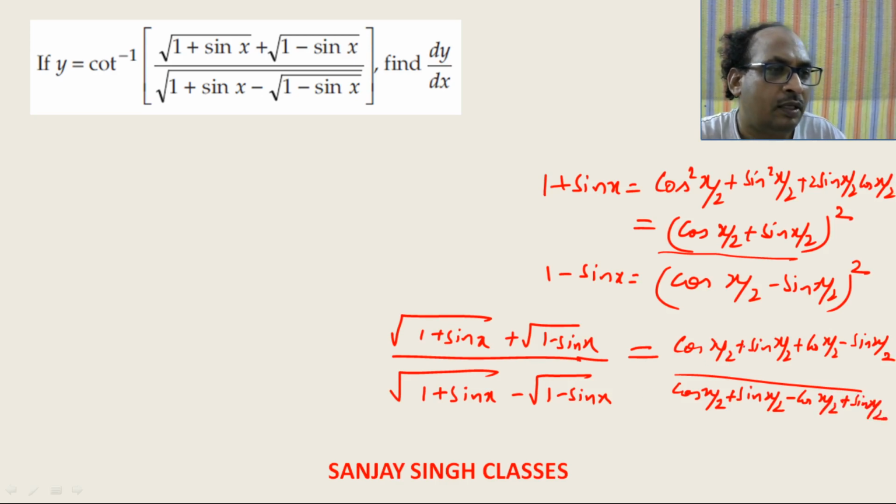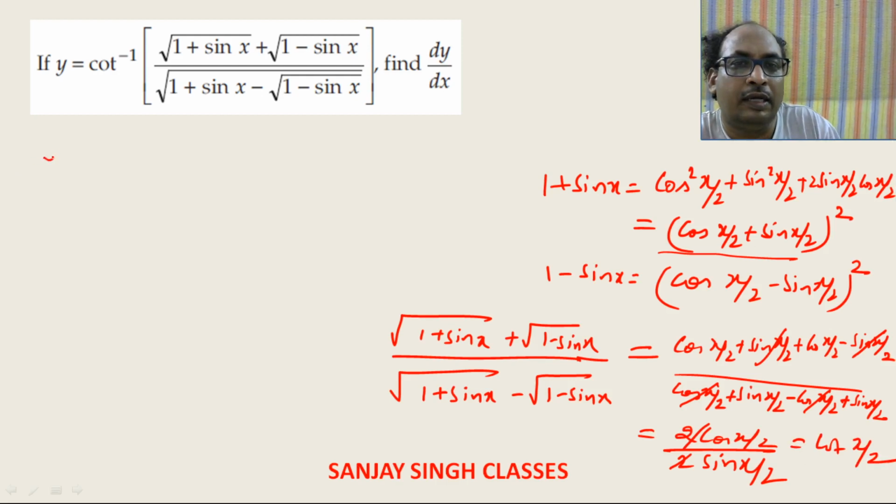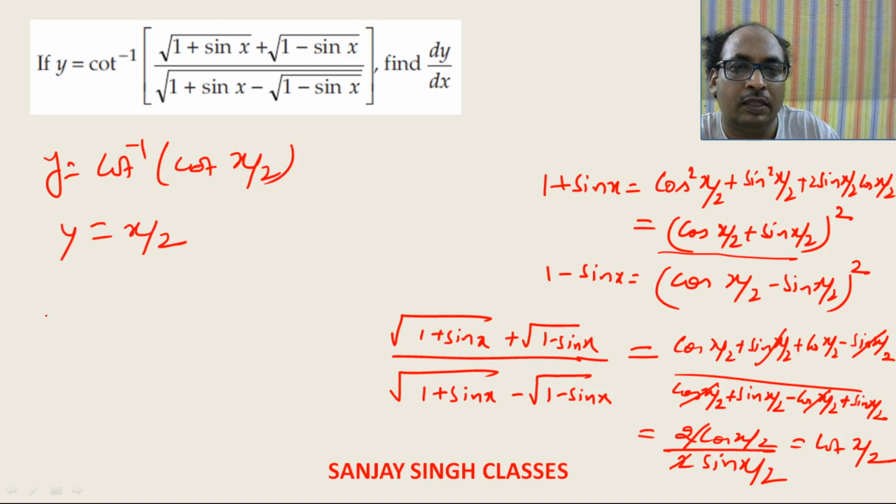So here at the top, sin x by 2 and minus sin x by 2 have got cancelled. In the denominator part, cos x by 2 and minus cos x by 2 have got cancelled. We got 2 cos x by 2 by 2 sin x by 2. We have got cot x by 2. So here y is equal to cot inverse, inside we have got cot x by 2, and it is x by 2. Thereby dy by dx is equal to 1 by 2.